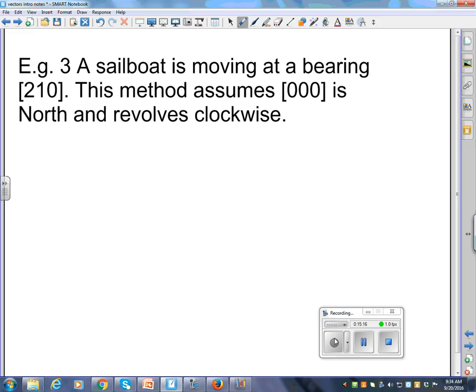Here's the way the pilots do it. A sailboat is moving at a bearing of 210. This method assumes 0 is north and revolves clockwise. So let's go back and draw the directional thing again. So 0 is at the top, and we go clockwise. 90, 180, 270.